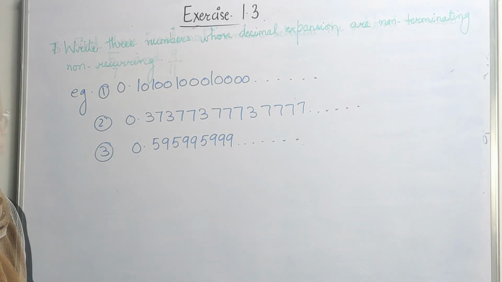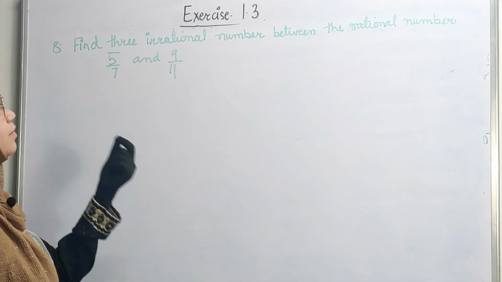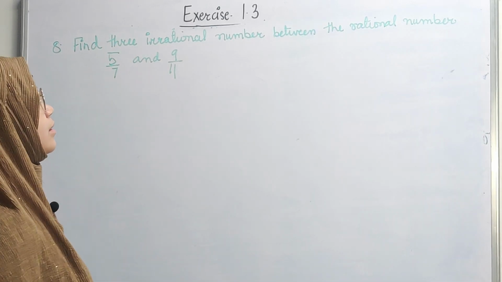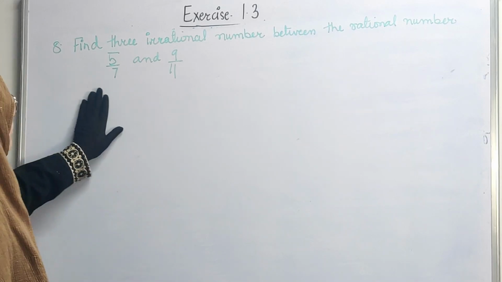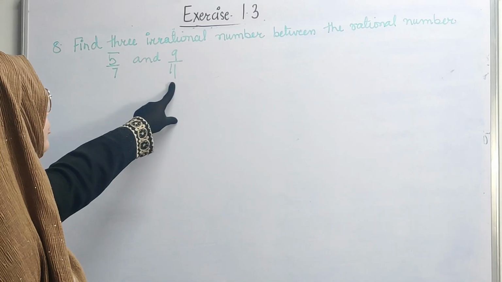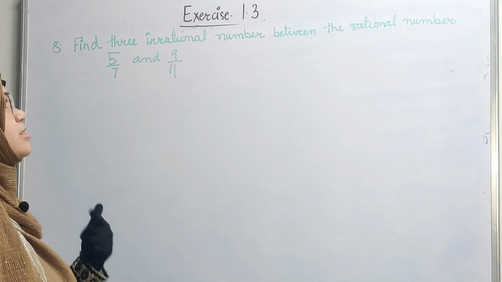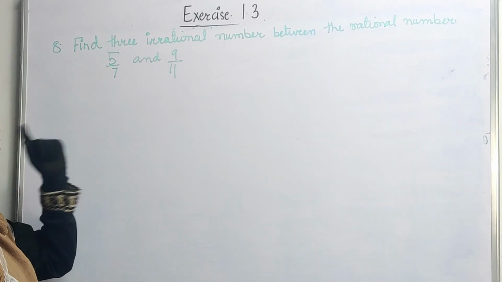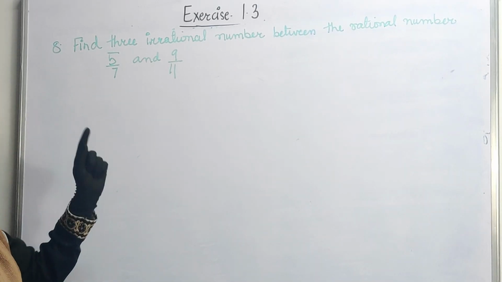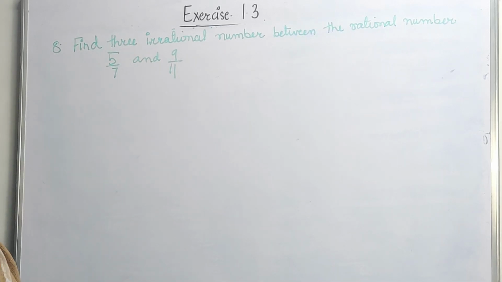Move on to question number 8. What is question number 8? Question number 8 is, find three irrational numbers between the rational numbers 5 upon 7 and 9 upon 11. 5 upon 7 and 9 upon 11 are the two rational numbers, and we have to find three irrational numbers between those two numbers. To find them, we have to find the decimal expansion of 5 upon 7 and 9 upon 11.